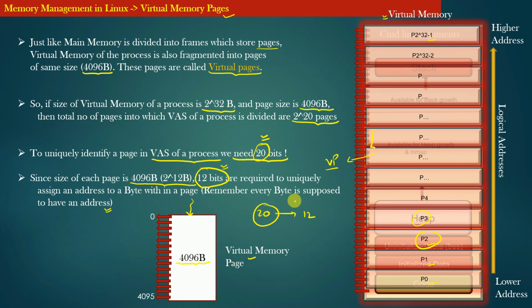So for example, let us say that using these 20 bits we locate page number 165, right? And once we locate a page uniquely in the process virtual address space, we know that there are still 4096 bytes present inside this page. So using the remaining 12 bits we can uniquely identify which byte we are trying to access.